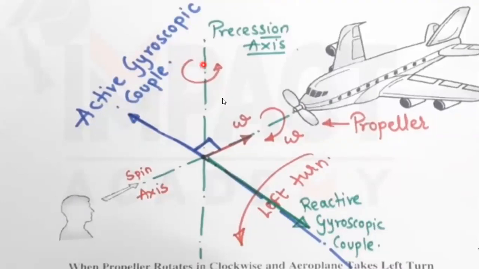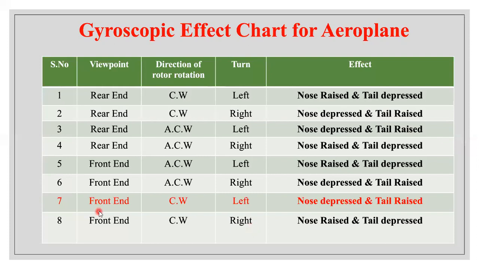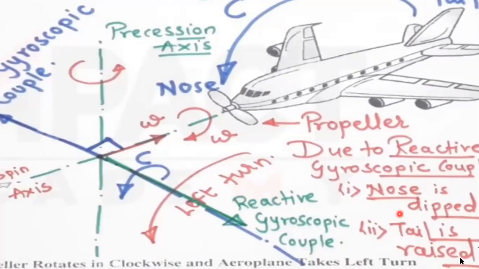And you also know, due to the direction we have got the precession axis. These things I have already explained in previous cases also. So now just keep your right thumb in the direction of this arrowhead. You'll be getting it like this. Keep your right thumb, and your 4 fingers will be generating the couple, and transfer the couple to the flight. So finally you'll be getting a couple like this, and transferring the couple to the flight, the nose end will be dipped and tail end will be raised. So nose is dipped, tail is raised. Just look at the tabular column: front end, clockwise, flight is taking left turn. So nose dipped and tail raised.